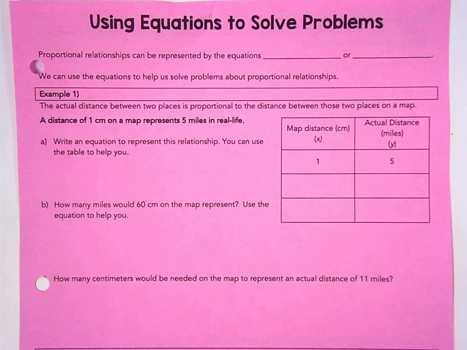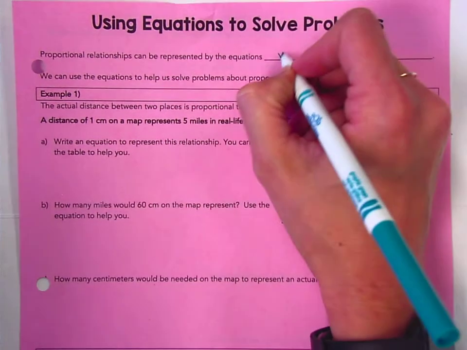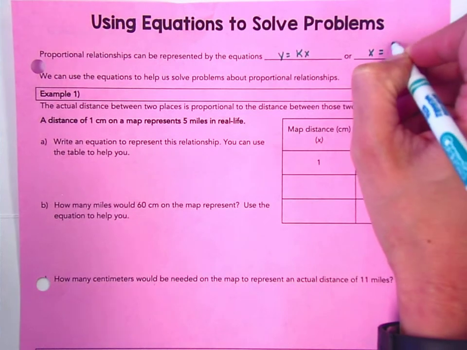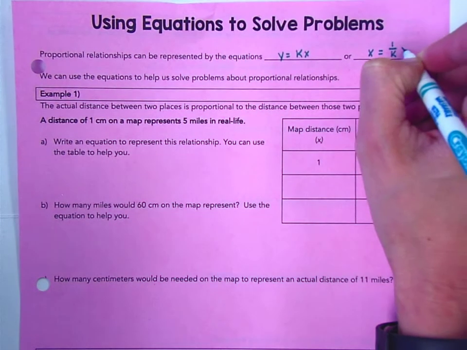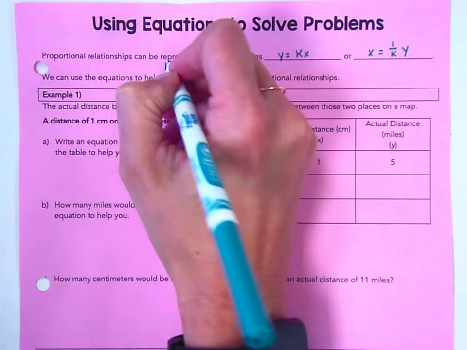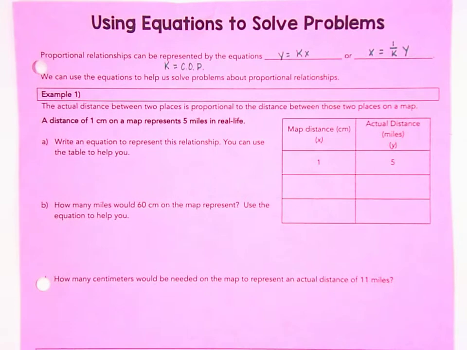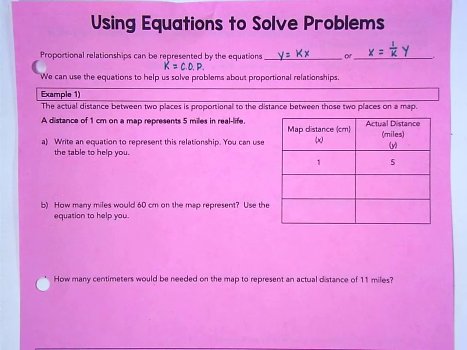We've been talking a lot about writing equations to represent proportional relationships, and now we're actually going to use those equations to help us solve some problems. So, as we've learned in past lessons, proportional relationships can be represented by the equations y is equal to kx, or x is equal to 1 over k times y, where k equals our constant of proportionality.